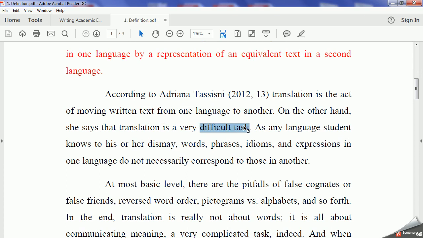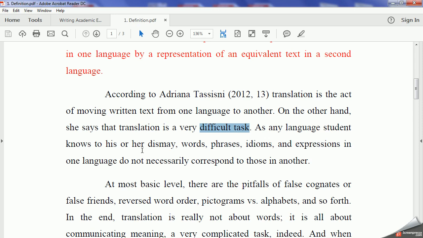This is important. When somebody asks you whether translation is easy or difficult, your answer should be difficult, because the translator, as we will study later, should have many properties, and the translation process should take into account many dimensions such as cultural and regional differences.